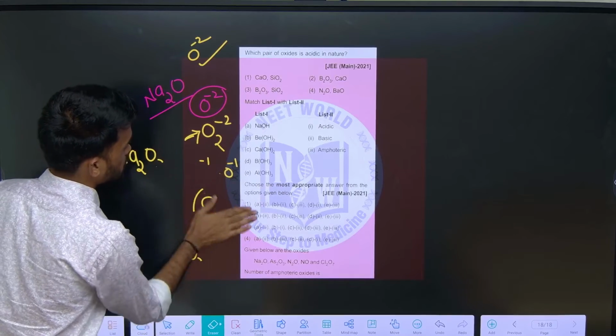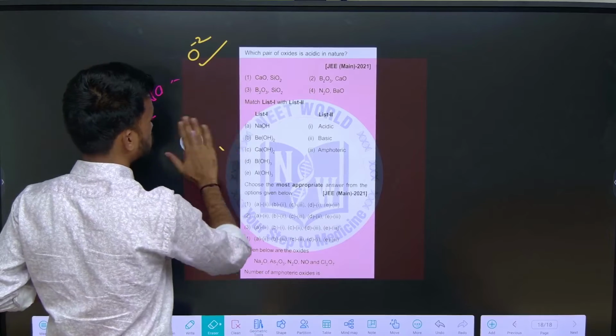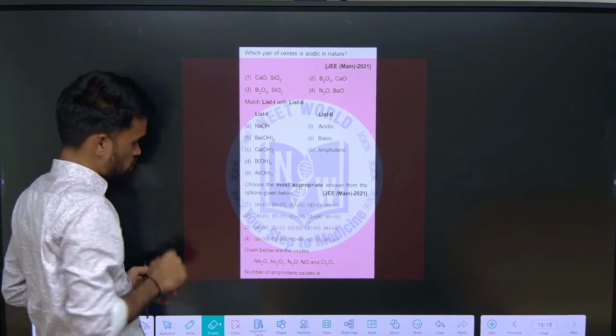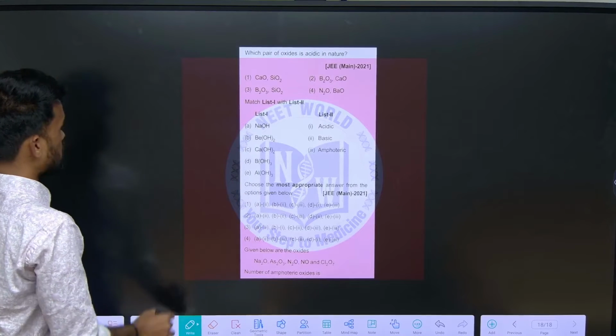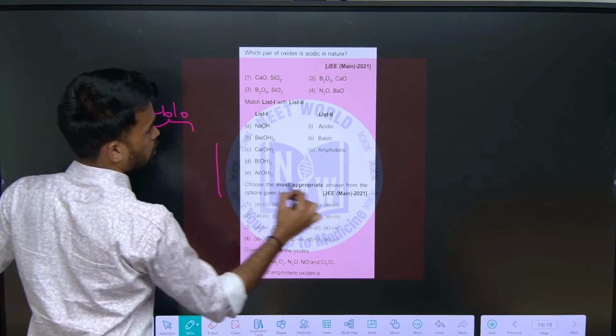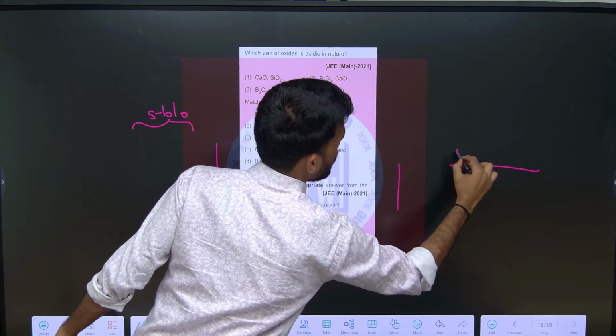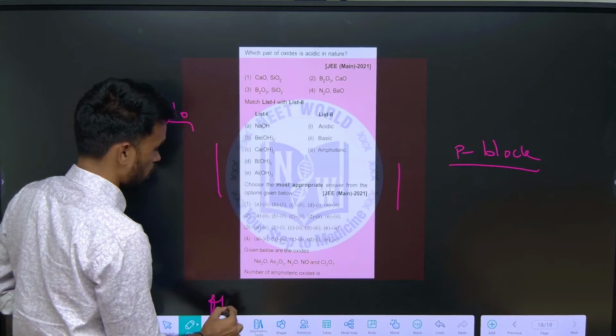Now since they mentioned oxides, we will discuss that. Here we have 2 questions, so using the questions only we will discuss the concept here itself. See, in the periodic table here we have S block elements, here we have D block, and here we have P block. At the bottom we have D block, F block, right? Here we have F block.